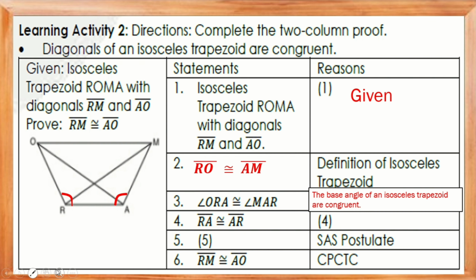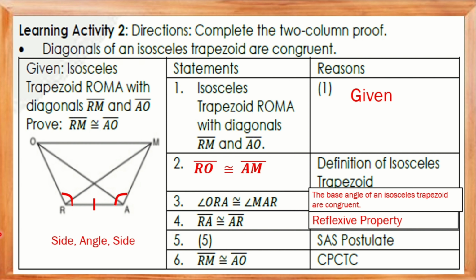So next, number 4, yung side RA is congruent to side AR. So ano kaya ang reason nito? So ano bang mapapansin niyo dito? Itong segment na to ay equal lang sa sarili niya. So ibig sabihin, ang property na ito ay reflexive property of congruence, kasi kung ano yung nandito, ay equal din siya sa sarili niya. Okay, so number 5, SAS postulate or yung side angle side.